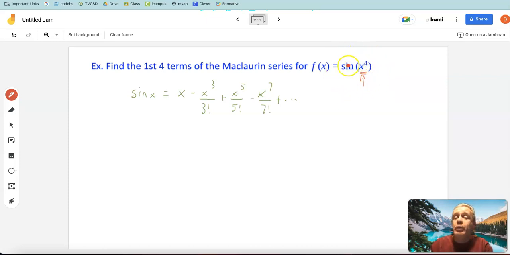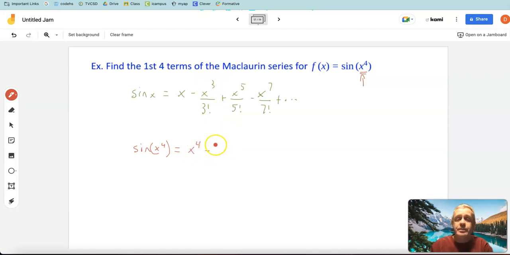So to quickly come up with the Maclaurin series for sine of x to the 4th, I claim all we have to do is, into the Maclaurin series that we have for sine of x, just substitute x to the 4th in for each of these x's, and we'll get our answer like that. So into the first term here, we plug in x to the 4th. We're just going to have x to the 4th.